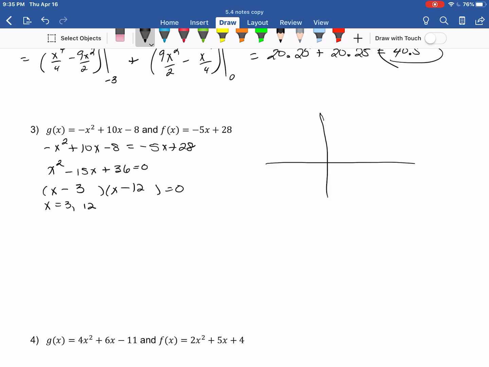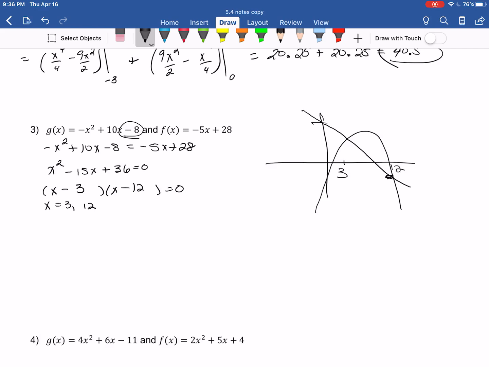Let's see, the function g opens down, the y-intercept is at -8, so let's draw something like that. And then function f is a line, the y-intercept is at +28, not too high, that's too high. Let's put it right about here. And then, oh wait, I messed that up. I have it backwards. Yes, it is high. And then it goes down at a negative slope. So we're going to be doing something like this. I don't know. Good enough, right? And so the points of intersection are what we want to label, 3 and 12.